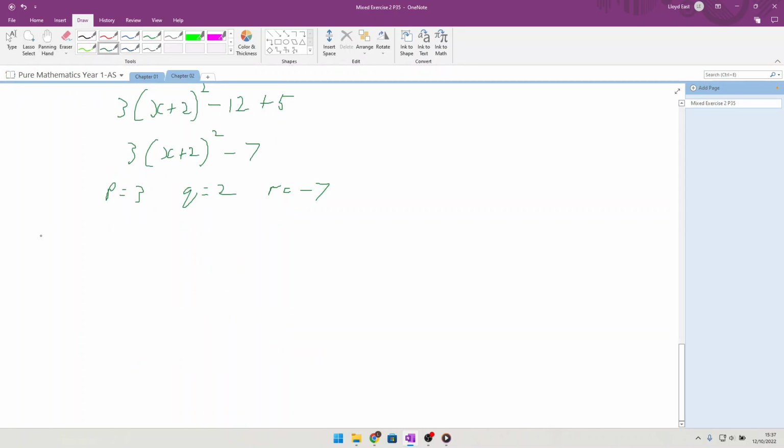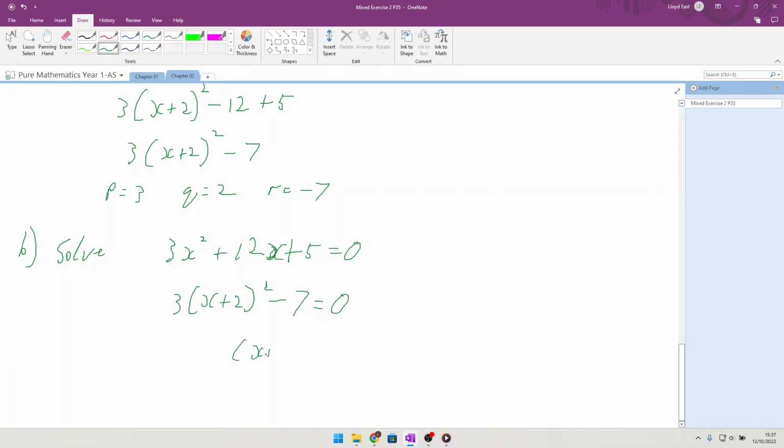The next part is solve the equation 3x squared plus 12x plus 5 equals 0. So we can straight away say that 3 times (x plus 2) squared minus 7 equals 0. And we can rearrange that to give us (x plus 2) squared equals 7 over 3.